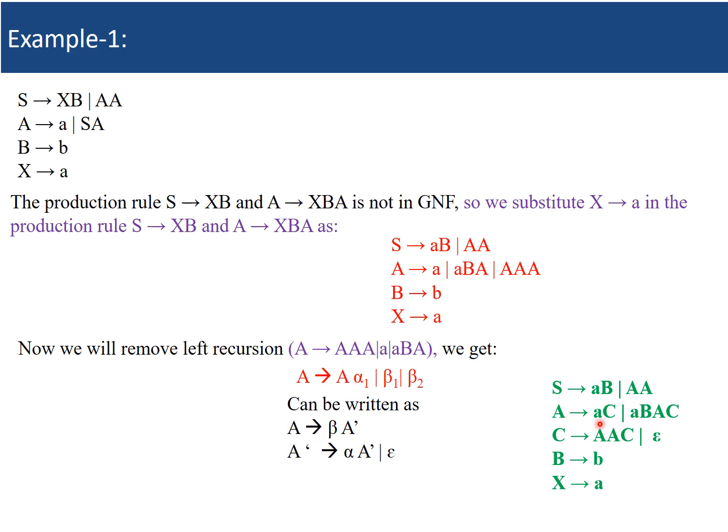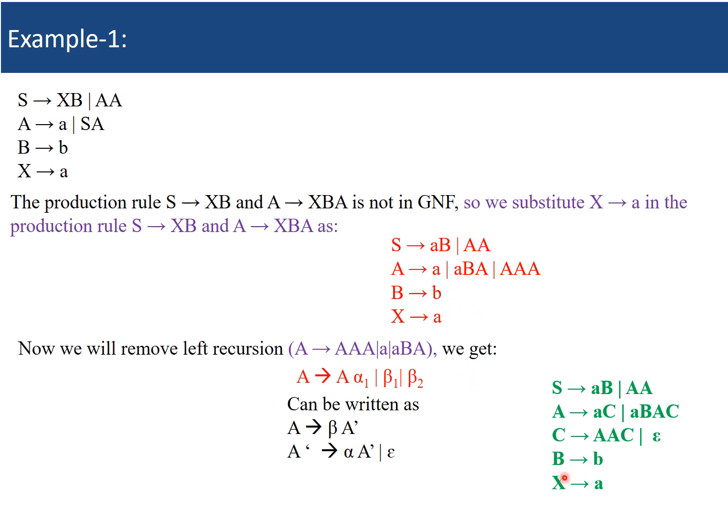You can give any symbol for A dash. I have given here is C. So A gives beta 1 C, beta 2 C. That beta 2 is ABAC. Then what is A C? C is alpha 1 C, then epsilon. What is alpha 1? Alpha 1 is AA. AA has come C or epsilon. Then retain these two grammars.